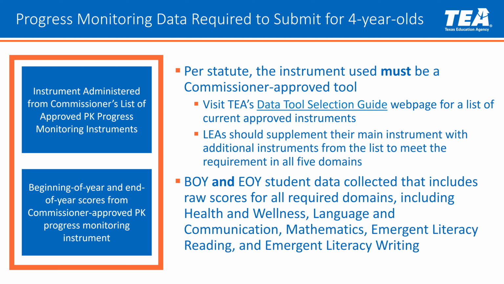For the student progress monitoring component, LEAs must use a commissioner-approved tool and administer it at the beginning of the year and end of the year in all 5 required domains. An LEA may need multiple tools from the list of commissioner-approved tools to cover all domains and ensure that data is collected in the 5 required domains for all eligible 4-year-old students at the beginning of the year and the end of the year. Data must be collected in health and wellness, language and communication, mathematics, emergent literacy reading, and emergent literacy writing.